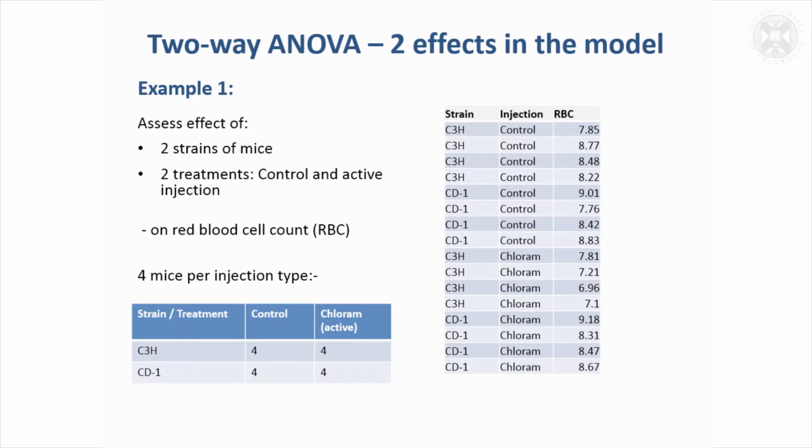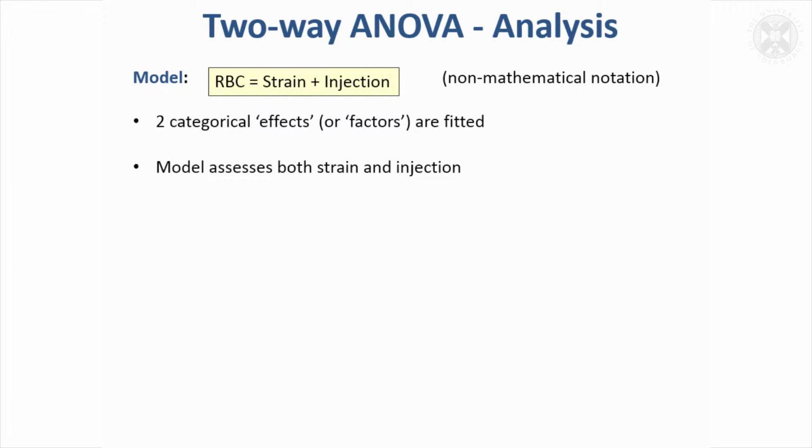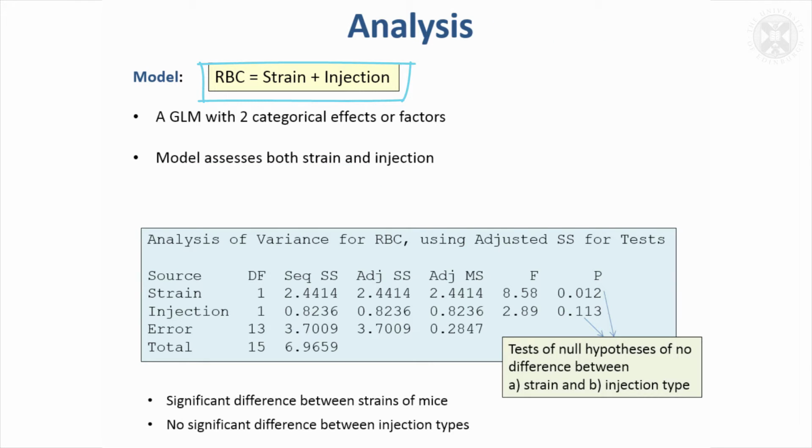So how might we use an ANOVA to investigate this? Well, instead of just having one effect in the model, we can now look at the effects of both strain and injection. This is expressing the model in a non-mathematical notation, where you have the thing you're analysing on the left, and you say it's equal to the factors that you want to put into the model on the right. This model is going to assess both the effect of strain and injection in the same model.